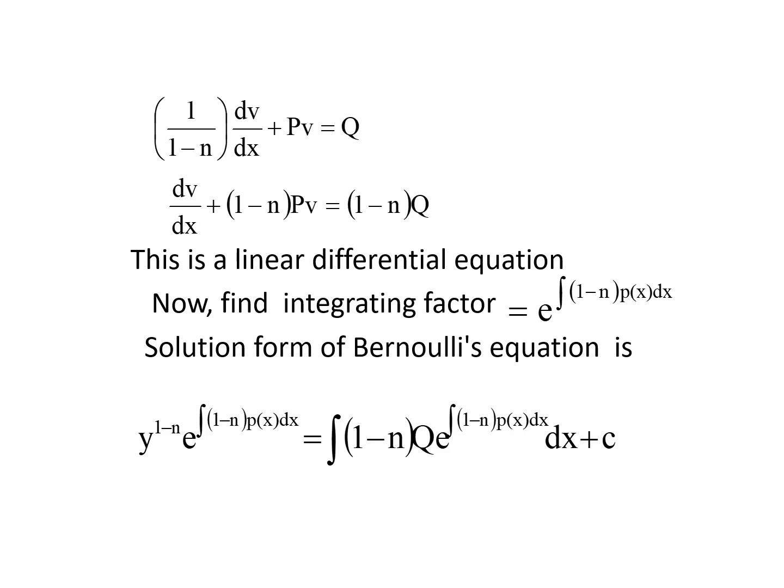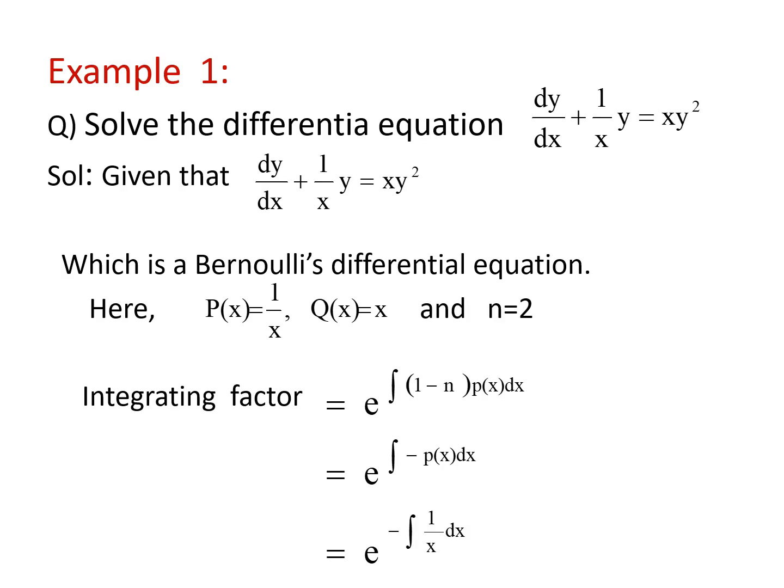Next we need to find the integrating factor for the above equation. The formula is e to the power integral 1 minus n into p of x into dx. Coming to the next line, the solution form of Bernoulli's equation. This is the formula for the solution of Bernoulli's equation, that is y to the power of 1 minus n into e to the power of integral 1 minus n into p of x into dx is equal to integral 1 minus n into q into e to the power integral 1 minus n into p of x into dx, whole dx plus c.